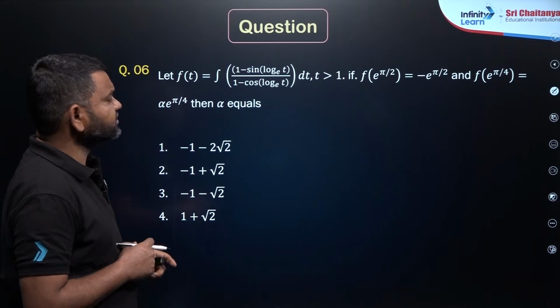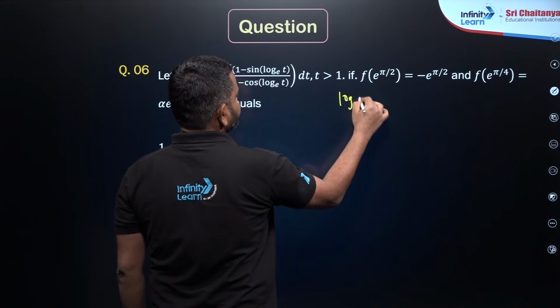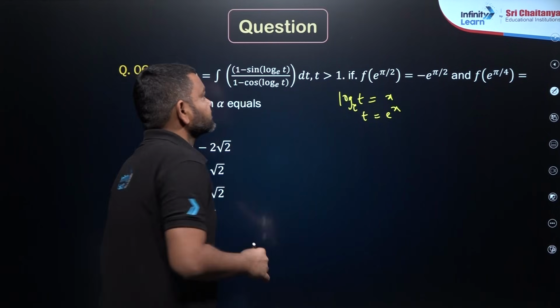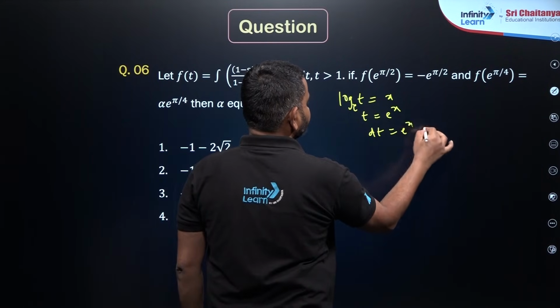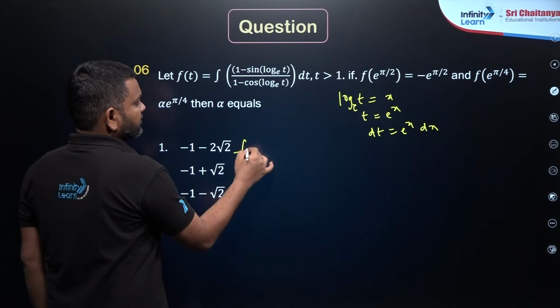Okay, one integration is given to you. So what I can do here is, I am going to take log base e t is equals to x. So t is going to be e power x, right? So dt is going to be e power x dx. Now put that everything into this one.